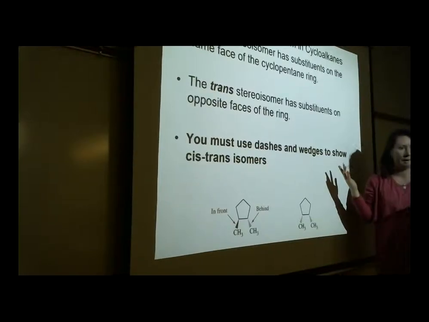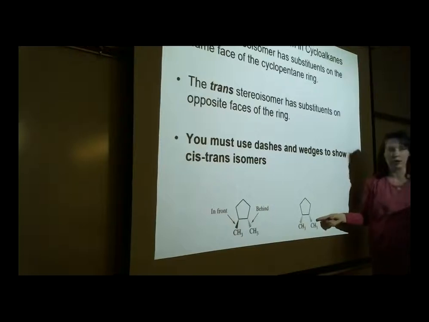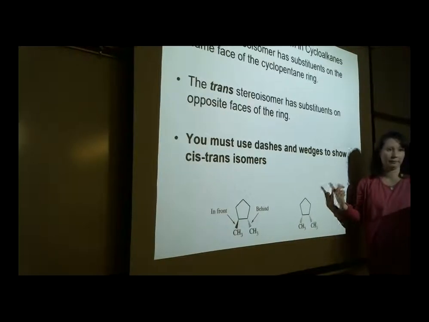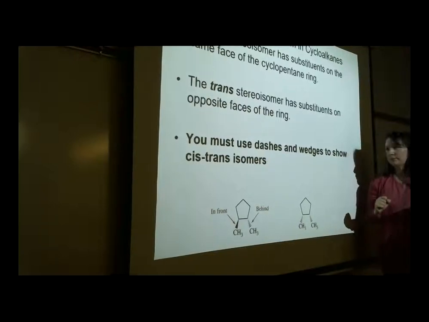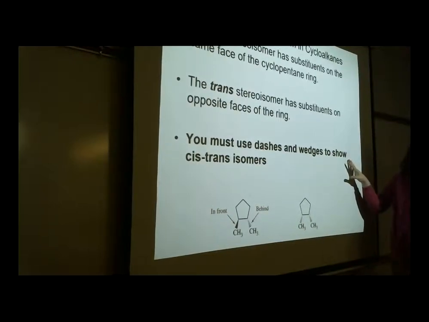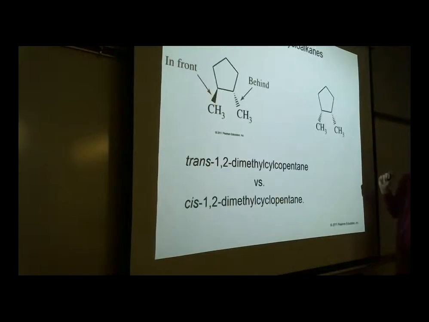Now, if I don't say draw cis or trans, then you don't have to worry about it. Likewise, if I don't give you wedges and dashes, then you don't have to worry about it. Okay? In elementary organic, we're going to keep it simple. Do you understand how this works? We're going to do some practice with it too.